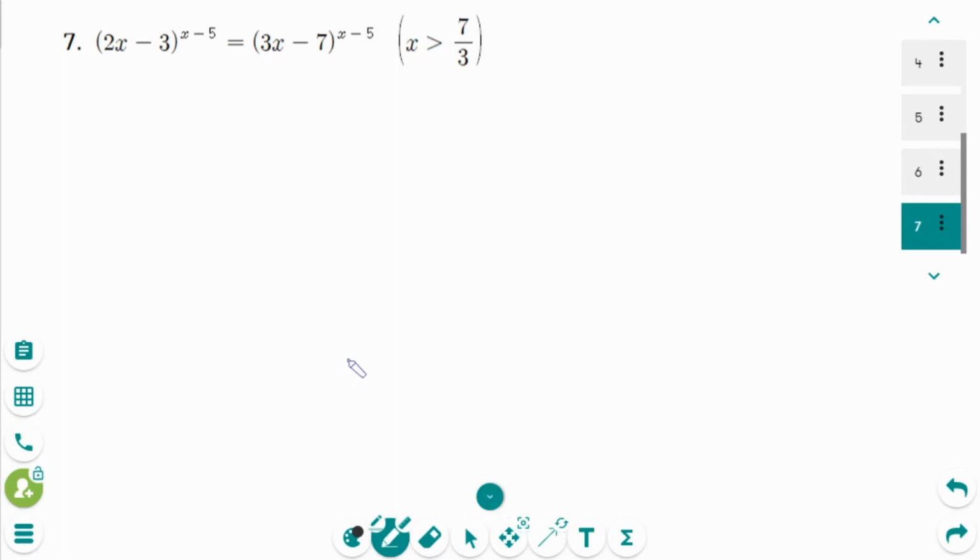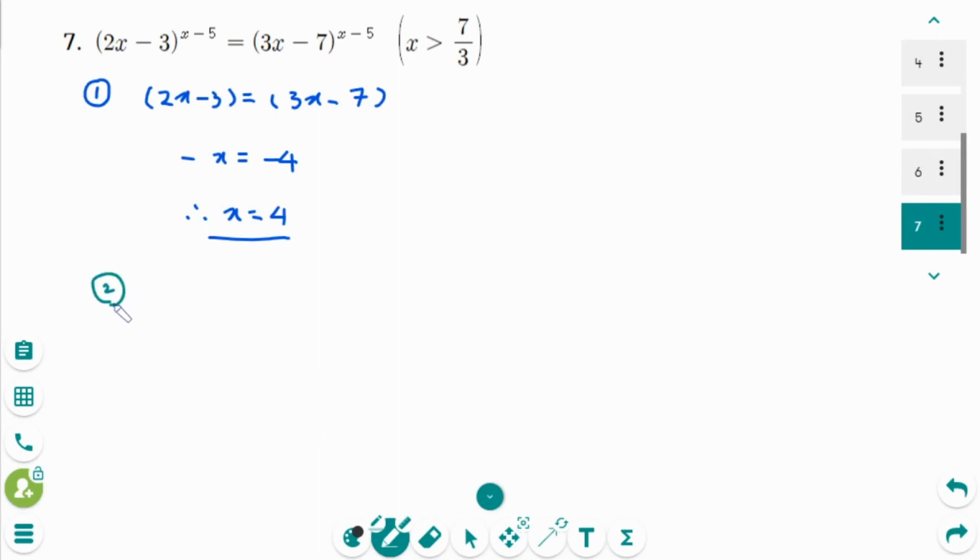This is the last question. Since the exponents are the same, the bases are also the same. So first, 2x minus 3 equals 3x minus 7. So minus x equals minus 4. Then x equals 4. But if the exponent is 0, the answer is the same, even if the bases are different. The second way is x minus 5 equals 0. Therefore, x equals 5. So with these two, the final answer is x equals 4 and 5.